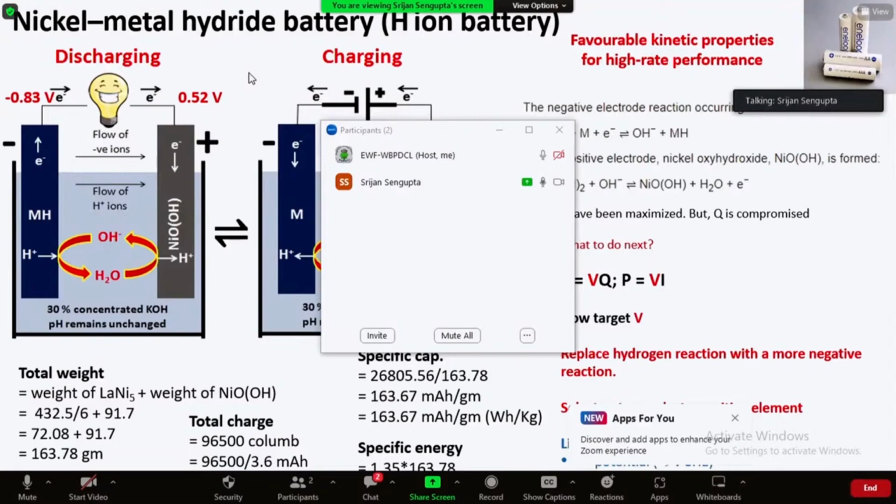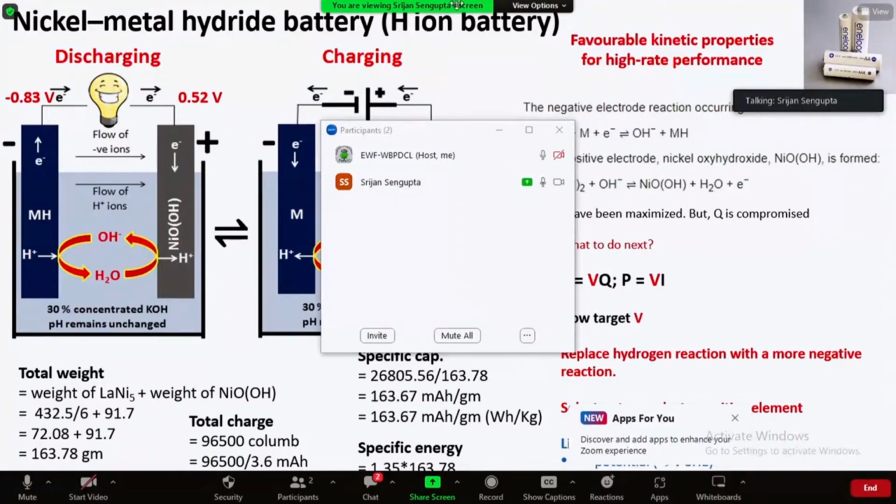So if you see energy, that is V into Q. If you see the power, that is V into I. So V is the common denominator in both parameters. So now people have started targeting V. So how to increase the voltage such that both energy and power can be increased?